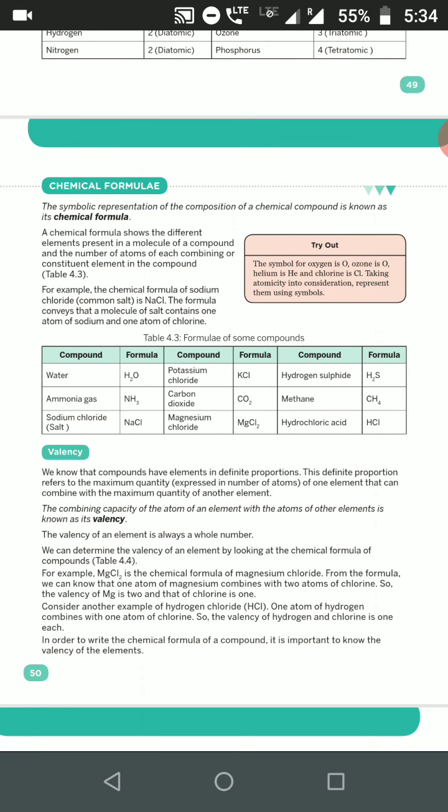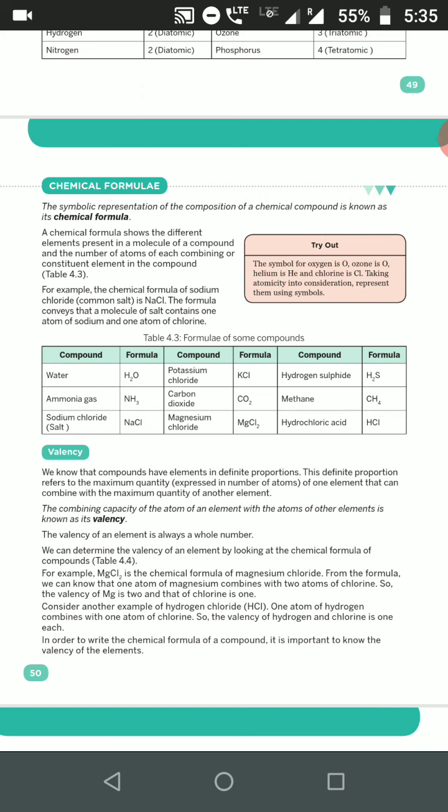Next, chemical formula. What is a chemical formula? The symbolic representation of the composition of a chemical compound. Symbolic representation means that by symbols we are representing a chemical compound, and that is called a chemical formula. Like water, H2O, carbon dioxide, CO2. You have learned these chemical formulas. This is a short form to represent the chemical compound. The chemical formula shows the different elements present in a molecule of a compound, and the number of atoms of each of the constituent elements in a compound.